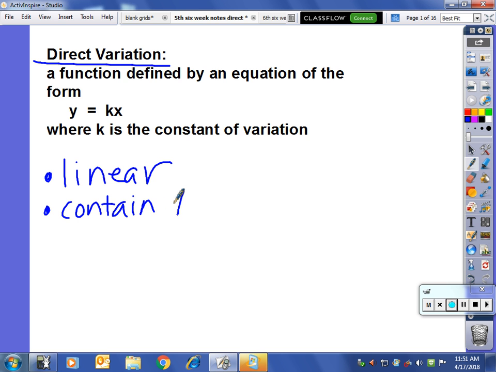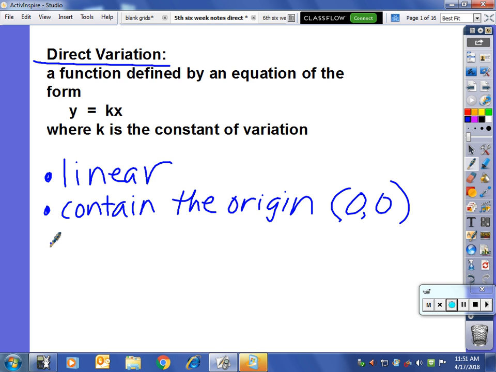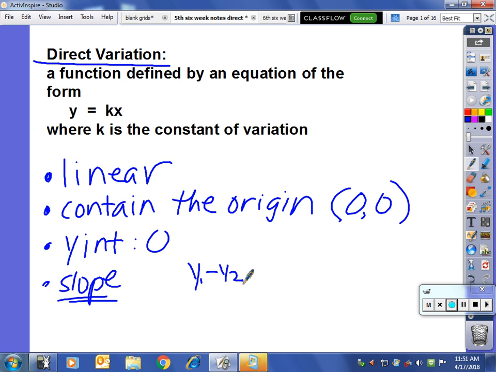Remember these? Which makes it a very easy line, because what is one of your points always going to be? 0, 0. What's the y-intercept always going to be? 0. Okay, so we don't have to worry about finding the y-intercept. It's always going to be 0. And finding the slope is super easy. Normally, to find slope, you've got to do y minus y over x minus x. You don't have to do that on direct variation.